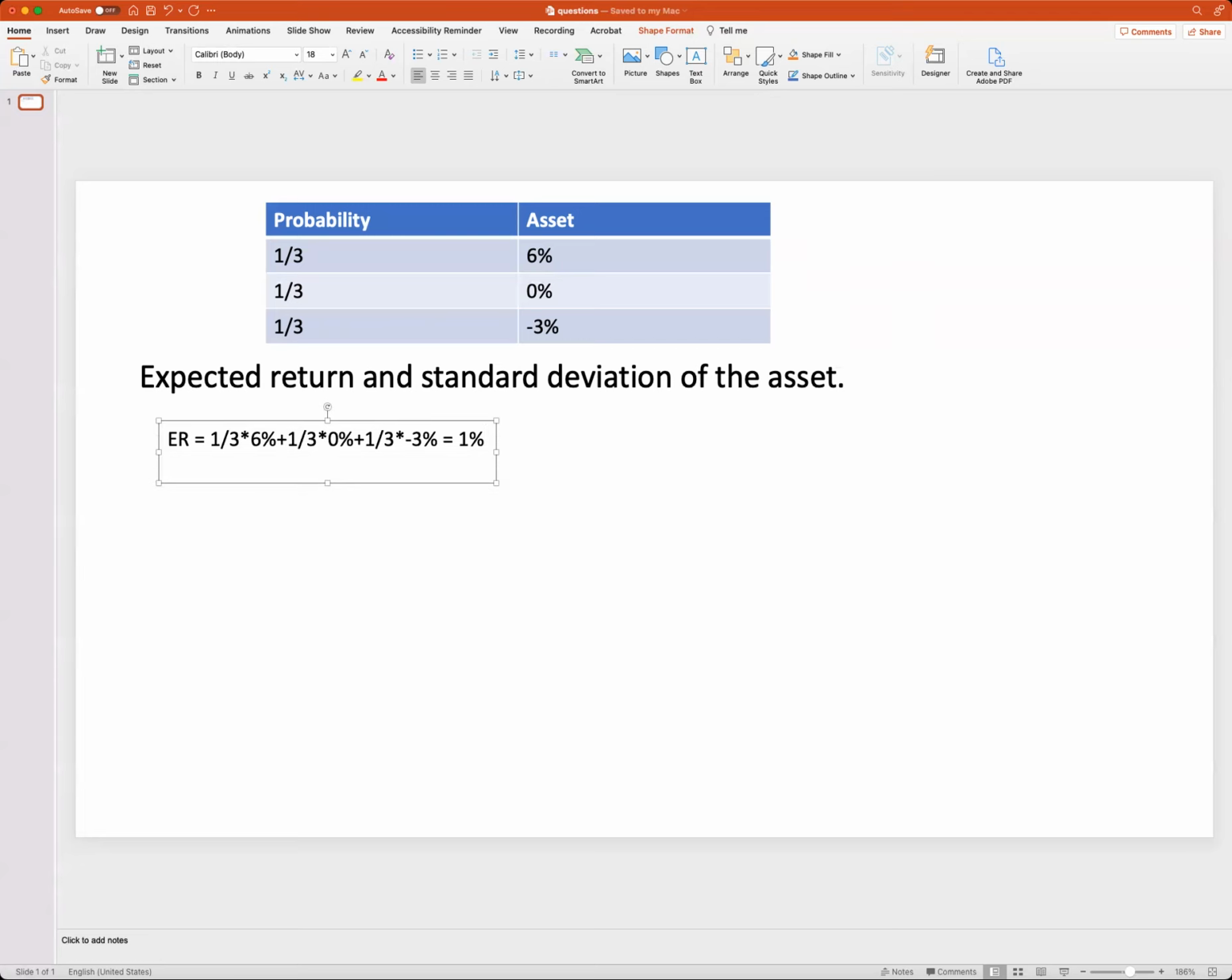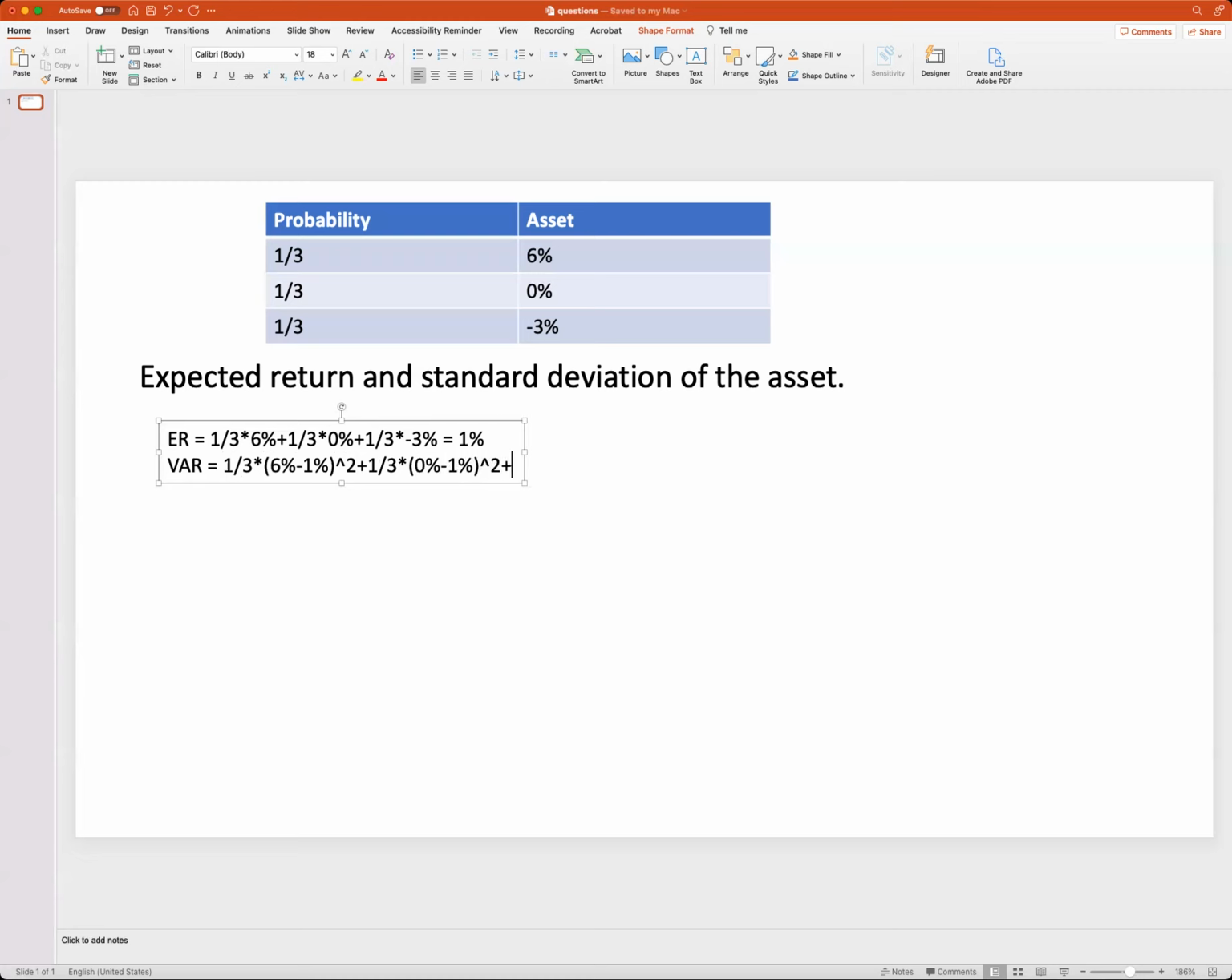Second, we want to calculate the standard deviation of the asset. To do that, you need to first get the variance. And the variance equals the probability weighted sum of the squared deviations from the mean. So that's a third times the squared deviation from the mean. That's 6% in the good scenario, minus 1%, that's the mean, square that, plus a third times the deviation from the mean, 0% minus 1%.